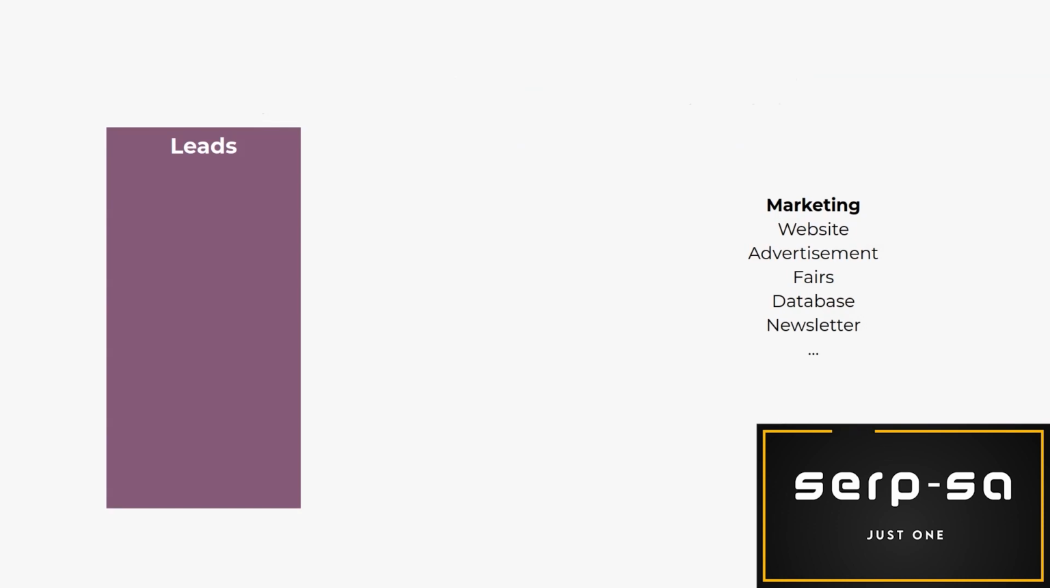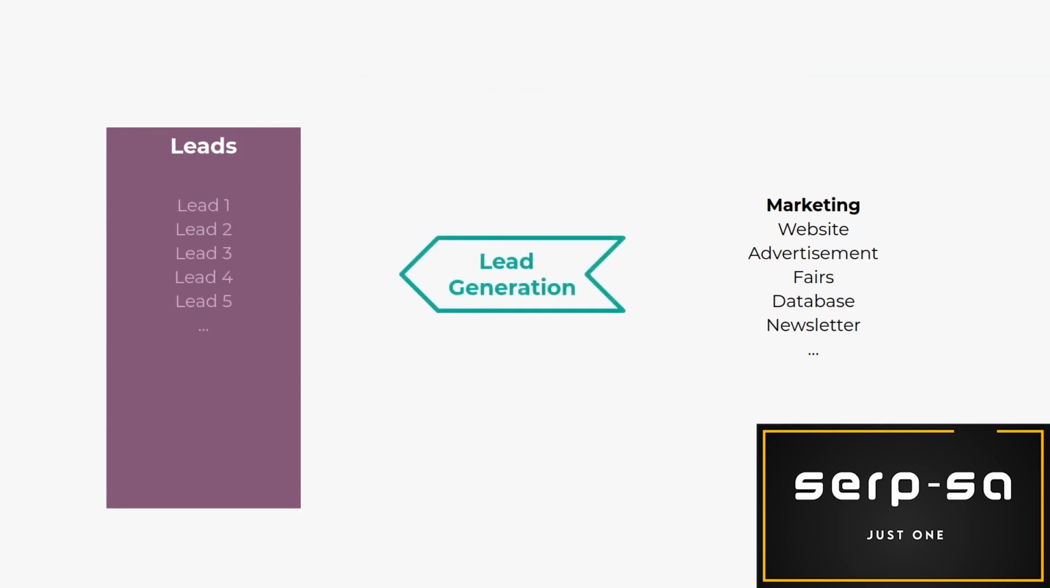Most of the time, the marketing department targets potential customers through different actions, like online advertisement, fairs, newsletters, and more. That's what we call lead generation. We'll explore lead generation in detail in another video.